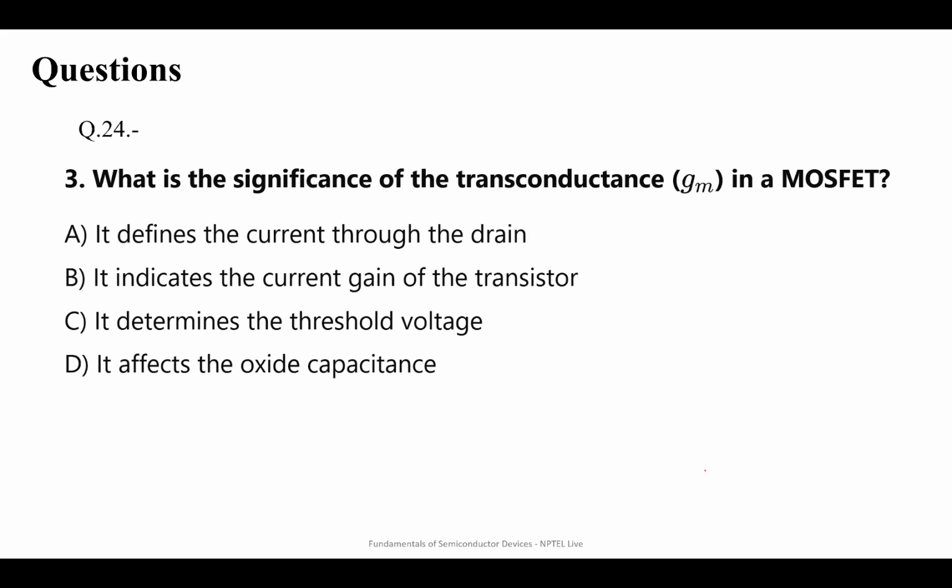So next question: what is the significance of transconductance Gm in a MOSFET? It defines the current through the drain. It indicates the current gain of the transistor. It determines the threshold voltage. It affects the oxide capacitance.